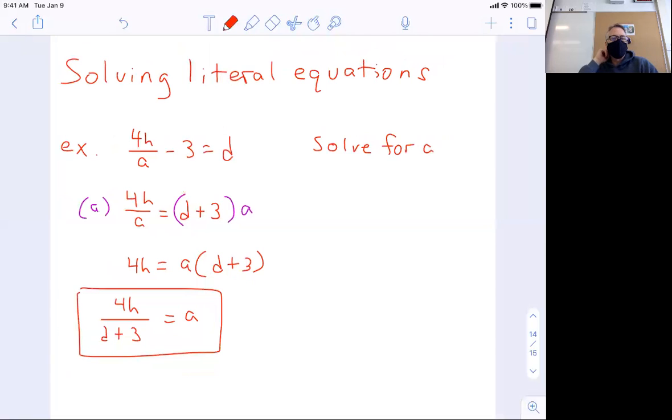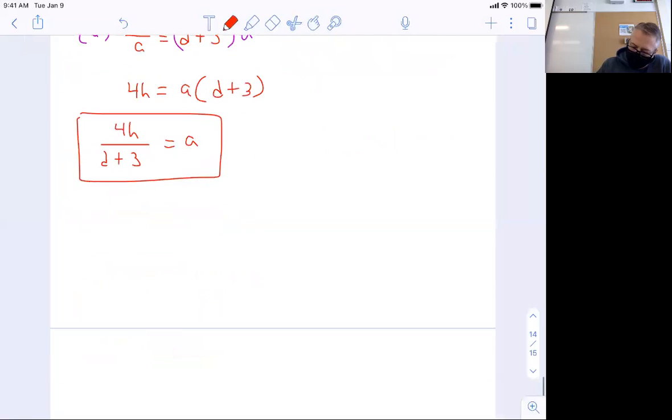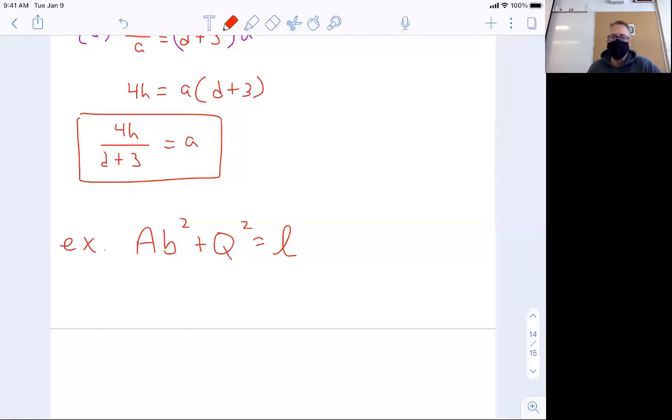All right, so I'll do another literal equation, but again, it just has a bunch of variables, and I'm really, quite honestly, making up some of these variables because they could be any kind of relation. Let's say we had big A little b squared plus, how about big Q squared is equal to L. And let's solve for b.